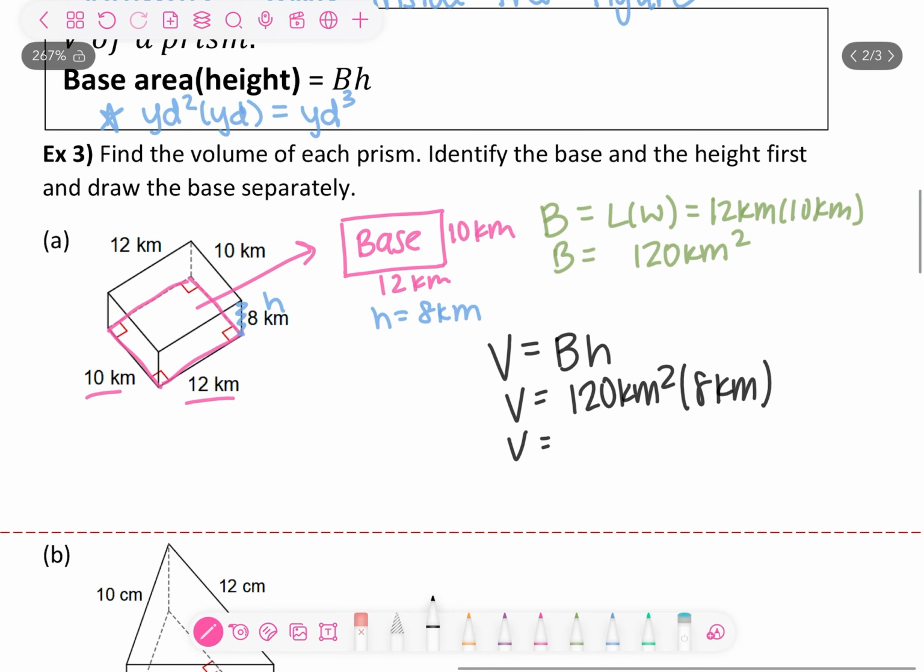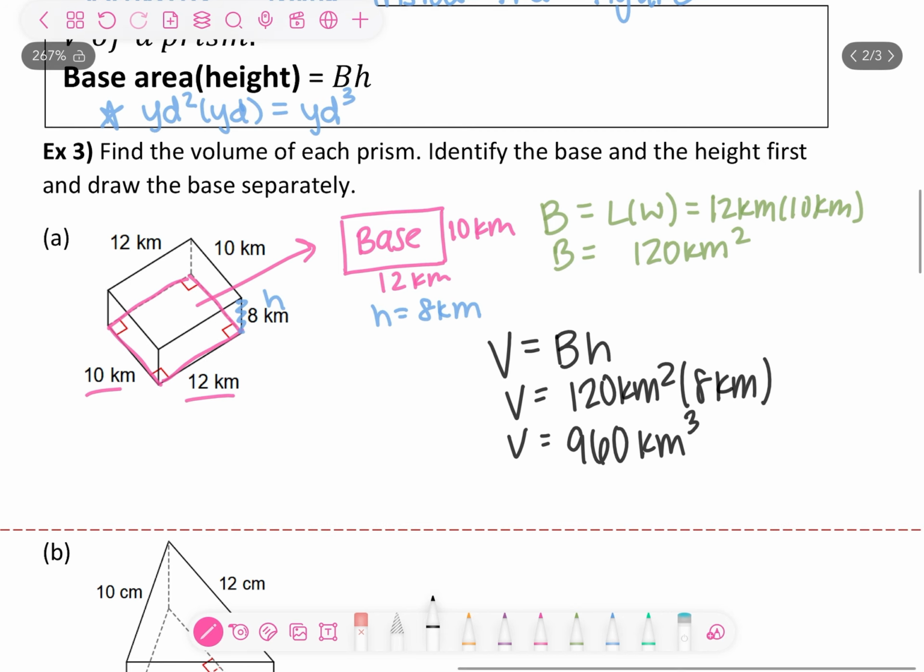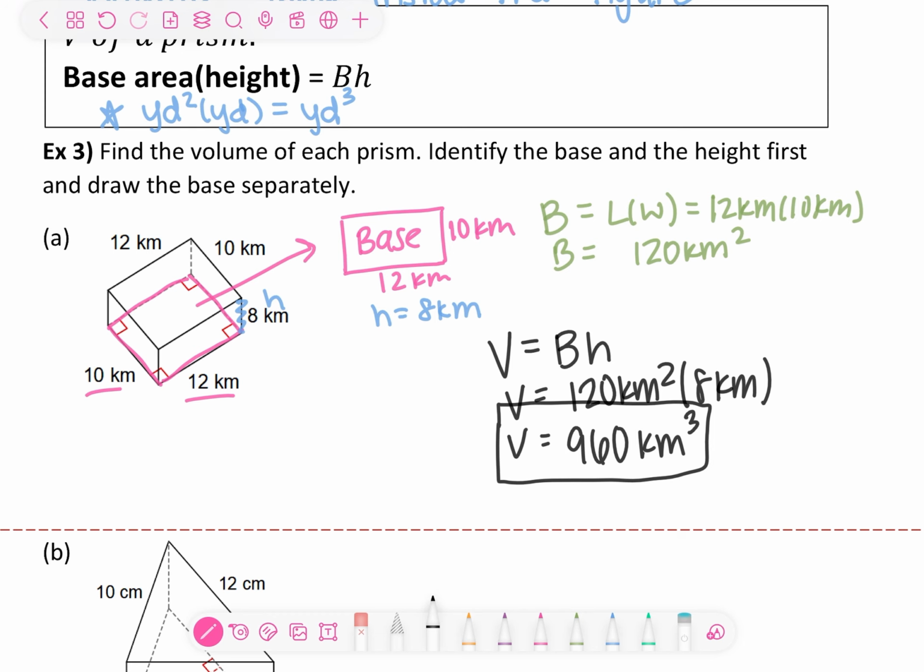I'm using my calculator to do it a little more quickly. And that's going to be 960. And since you're multiplying kilometers squared times kilometers, it's going to be kilometers to the third or kilometers cubed. And there's your volume. All right, let's try another one.